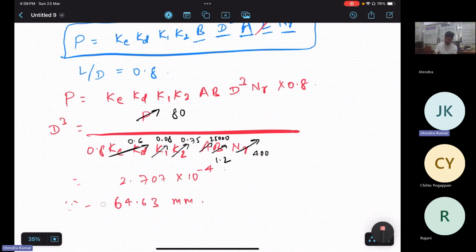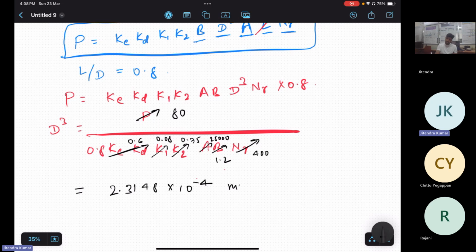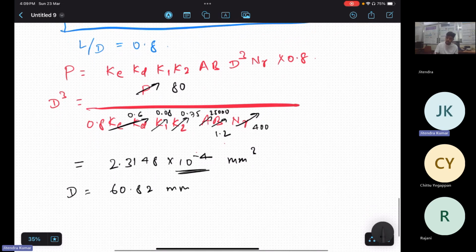So now, if we calculate, how much are you getting? Sir, I'm getting 2.3148 into 10 power minus 4 mm cube. This is D cube you have calculated. Yes, sir. I got D as 60.82 mm. Yes, that is correct. If you take the cube root of this value, you will get a similar value. So now the second part we have calculated, which is D.